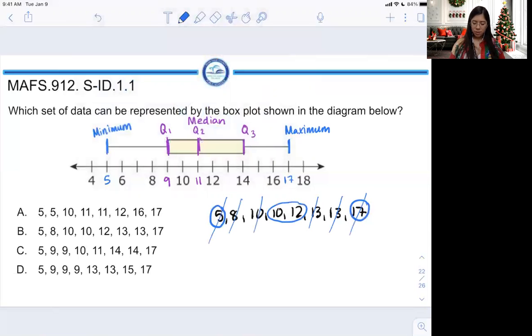So I'm trying to figure out what's right in between 10 and 12. And in order to do that, sometimes it's easy, but sometimes you might want to do the trick that Perla said, which is that you add them together and divide by 2. So what's 10 plus 12 divided by 2? 11. That is my Q2, the median. So far so good. Well, now I need to find my Q1 and Q3.